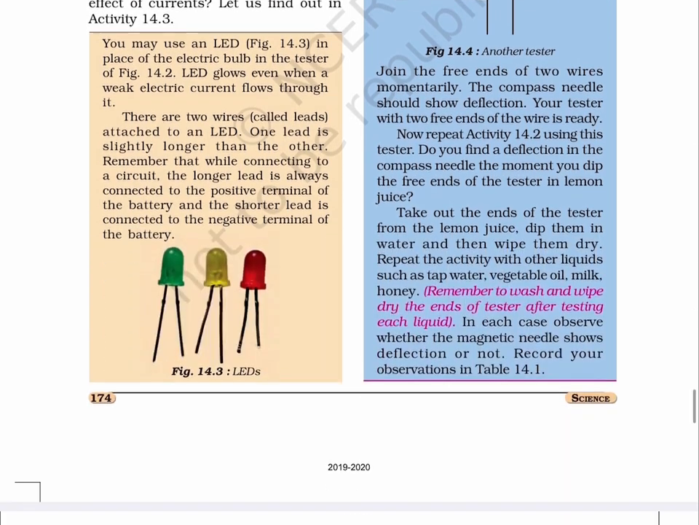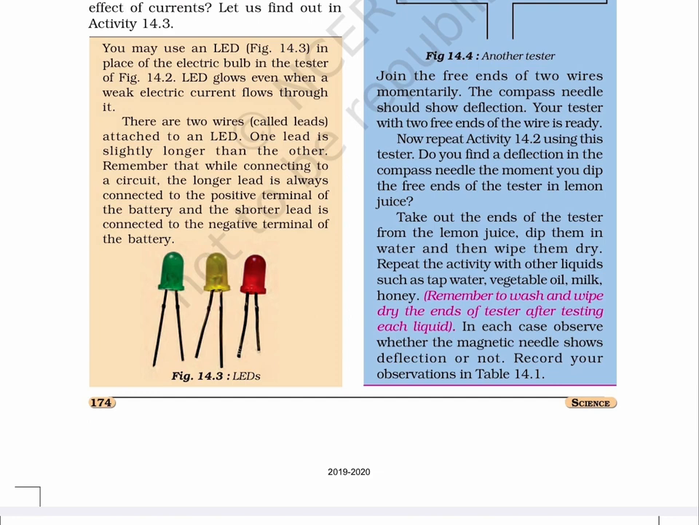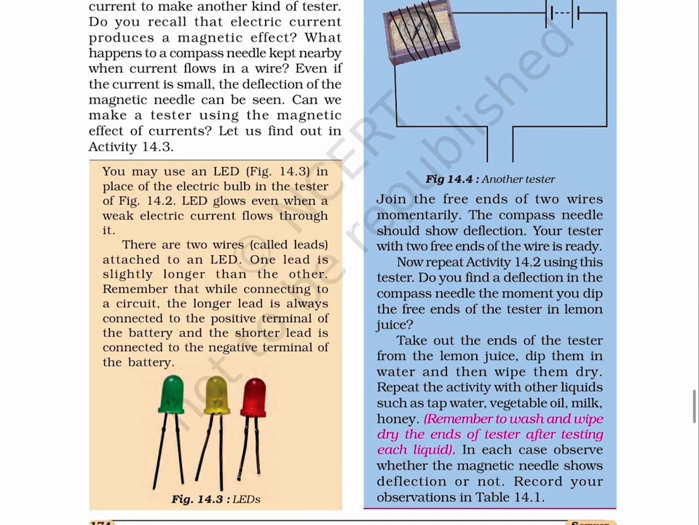You may use an LED, as in Figure 14.3, in place of the electric bulb in the tester of Figure 14.2. An LED glows even when a weak electric current flows through it. There are two wires, called leads, attached to an LED. One lead is slightly longer than the other. Remember that while connecting to a circuit, the longer lead is always connected to the positive terminal of the battery and the shorter lead is connected to the negative terminal of the battery.